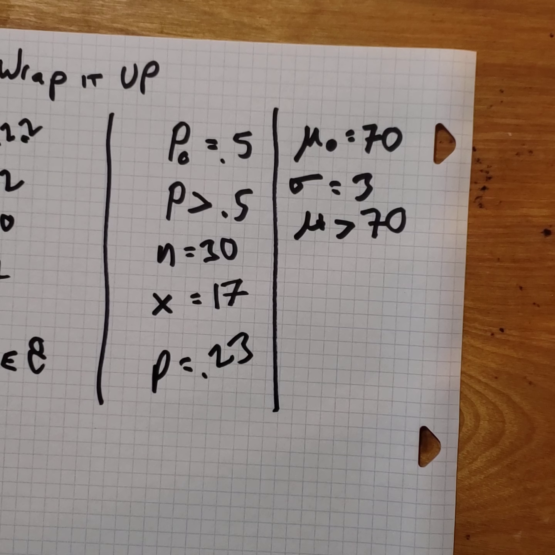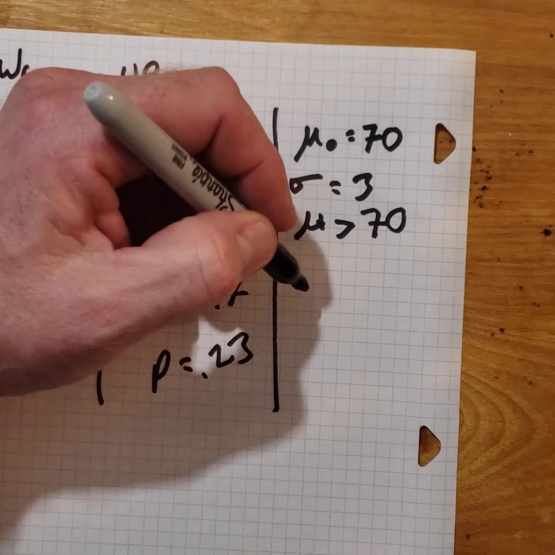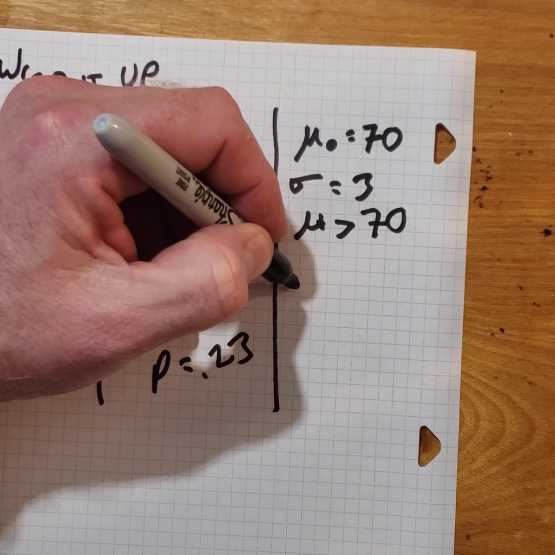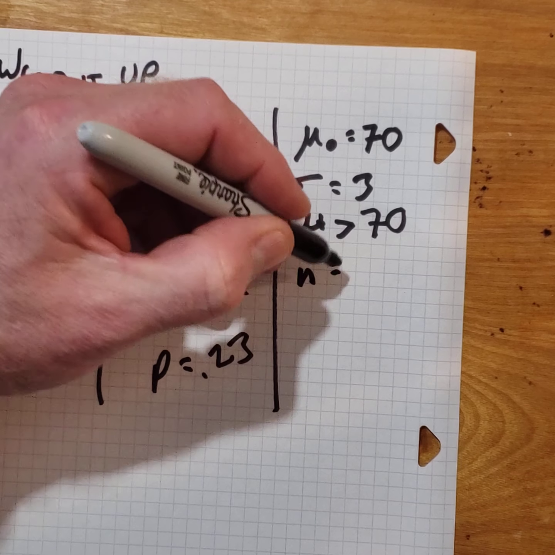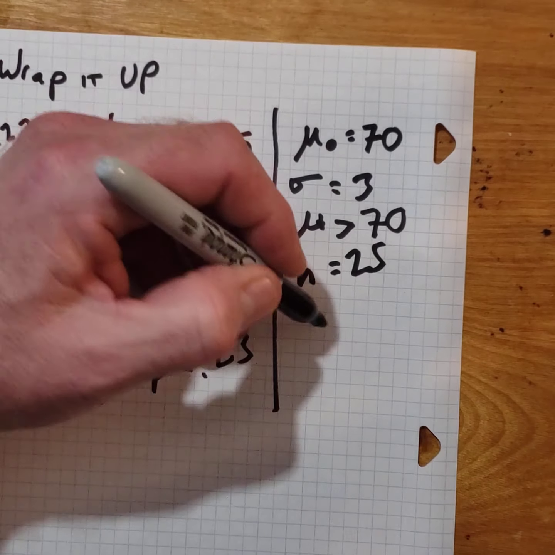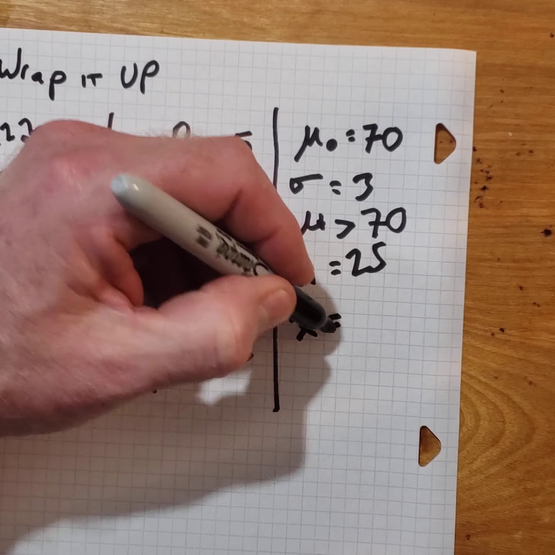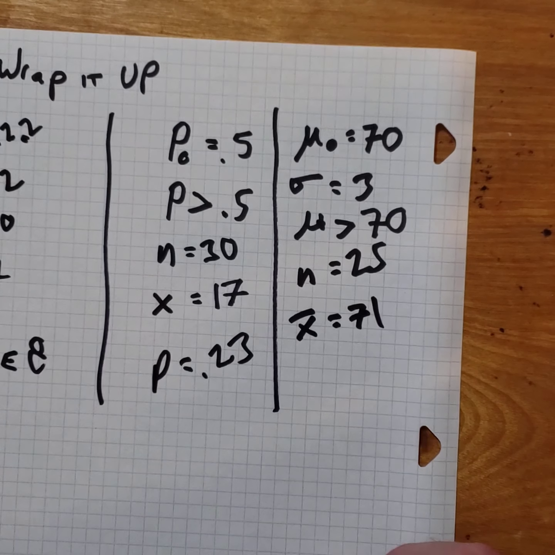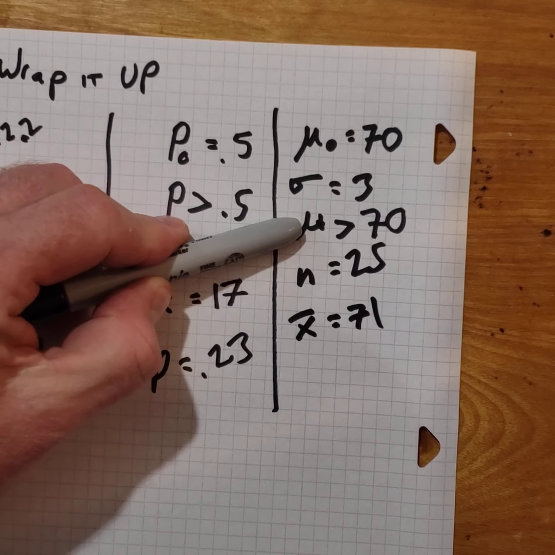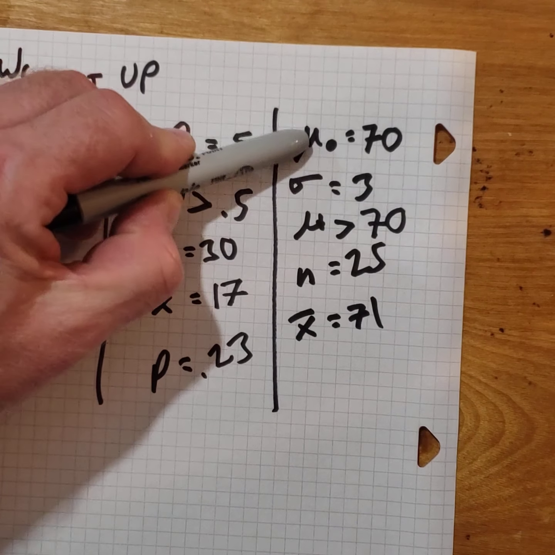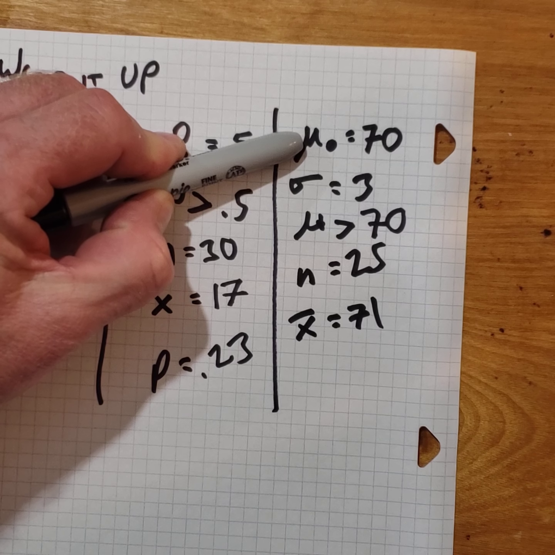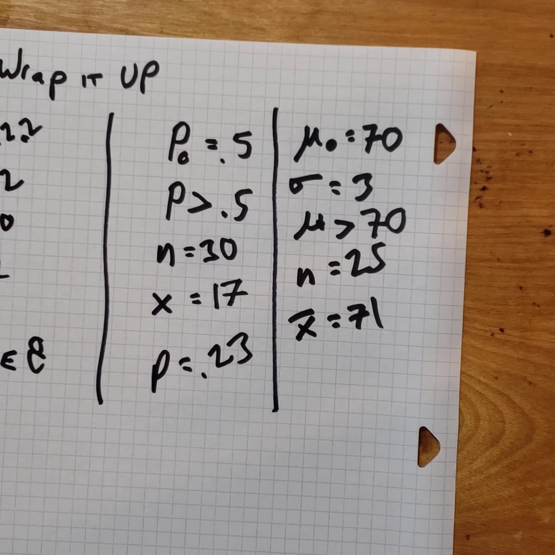So I measure 25 American males and find the average height is 71 inches. I measure 25 American males and the average of my sample is 71 inches. And I'm curious, is that sufficient evidence of my claim? Is that enough to reject the internet's claim in favor of mine?